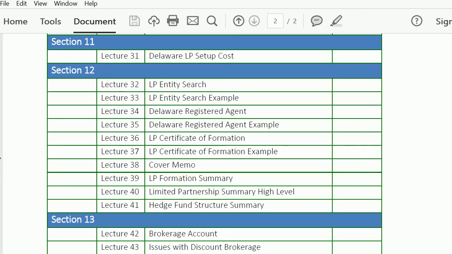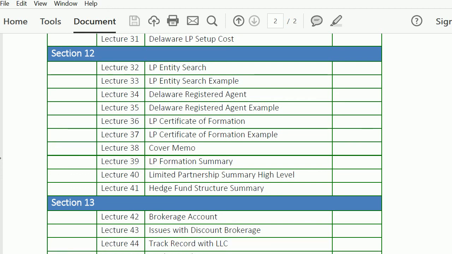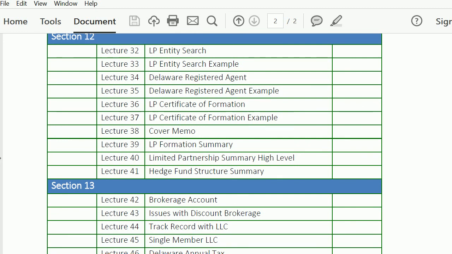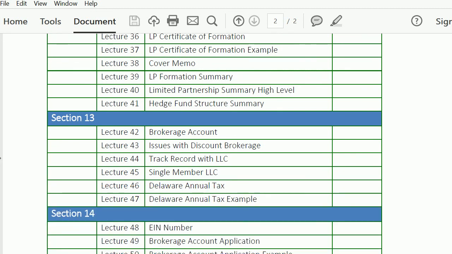We'll look through the step-by-step on how to actually set up the limited partnership in Delaware. So we'll do the entity search to make sure the name is available. We'll look at the registered agents, the examples, and how to actually fill out the certificate of formation for the limited partnership, an example of that. With the limited partnership formation form, we would have to send out a cover memo as well, and we'll look at how to fill that out. Then we'll look at a summary of what we have accomplished so far and how that fits in the hedge fund structure.